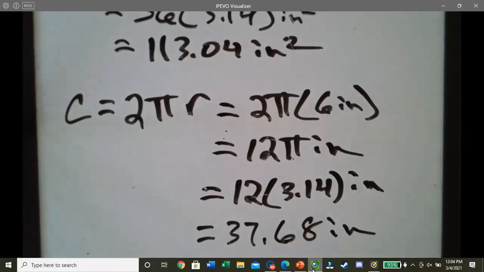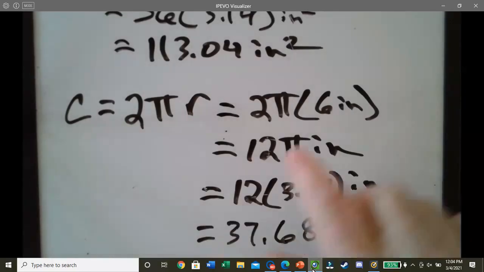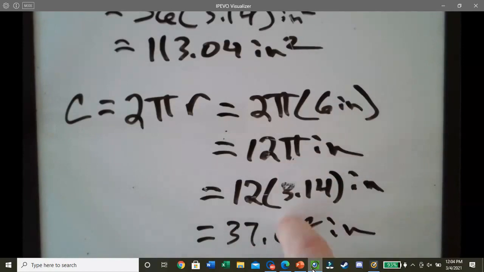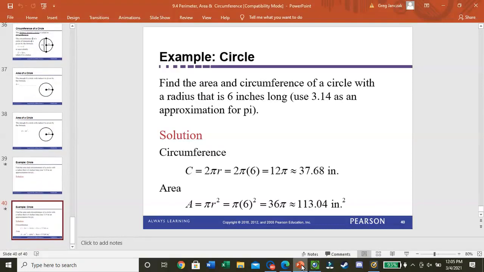But later on, when we get into surface area and that, it's a whole lot easier to figure it out in terms of pi first, and then take the final answer and figure out the decimal. So we'll get into that in the next lesson. Okay? So good question there. All right, so that answers that question. That concludes lesson 9.4. All right. Have a good day. Let me know if you have any questions.